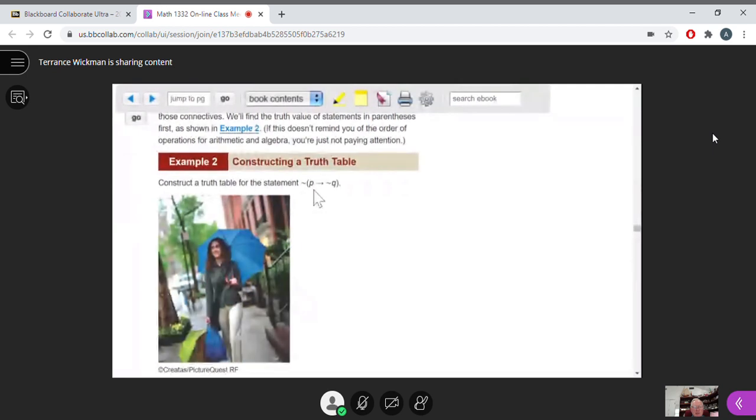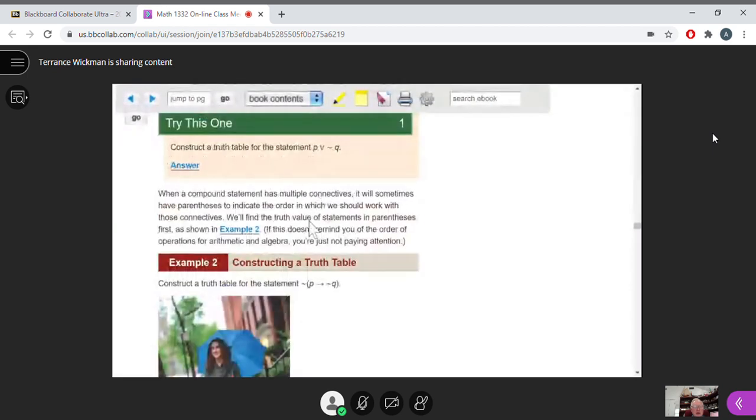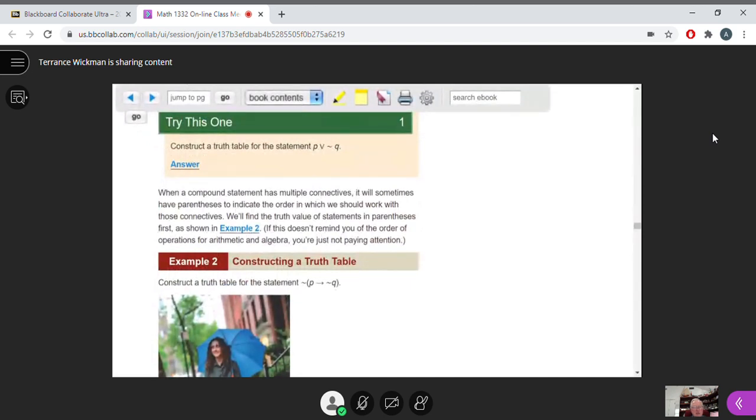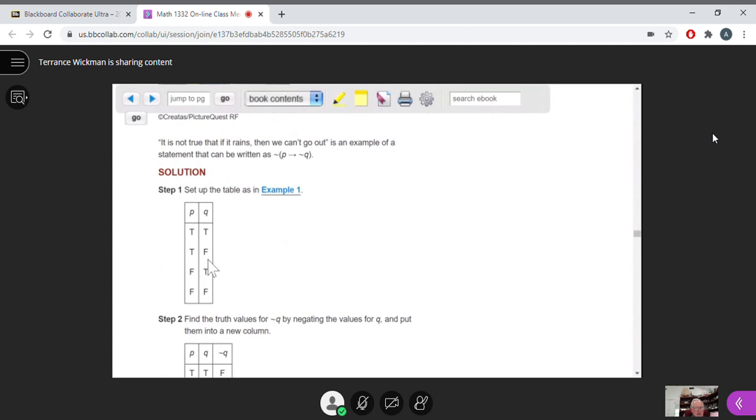Construct a truth table for this. So look, you got to build what's in the parenthesis first, and then take the opposite. So you set it up. We've done this 100 times already. Oh, in our minds, we've done this. This is easy. Okay, it's easy for me, but it's going to be easy for you.